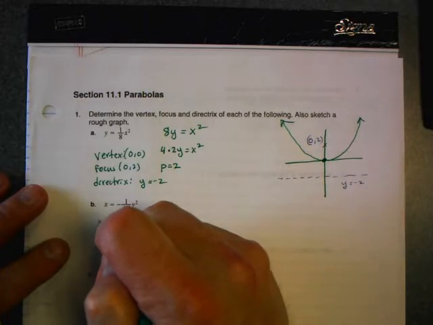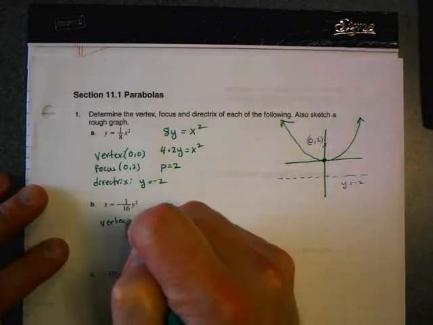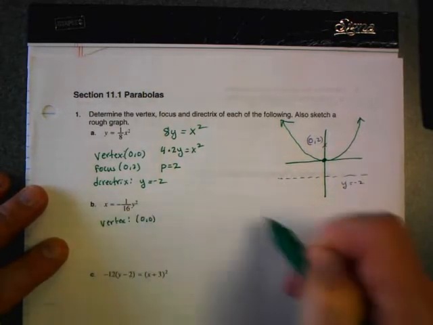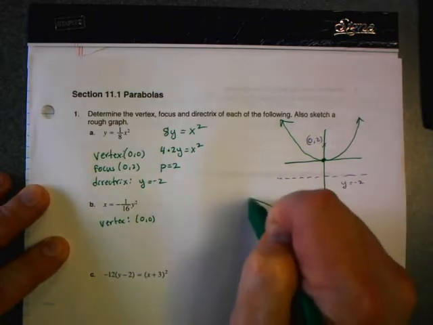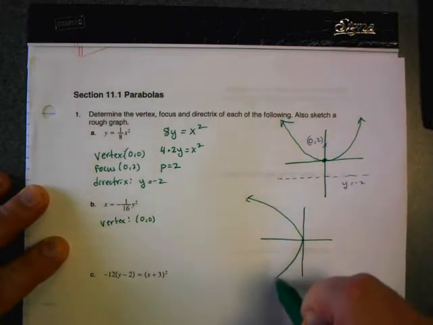Where's the vertex? Vertex is still 0, 0. All right. So again, a very rough graph. Vertex is there, and it's opening left. So it's got to look like that.